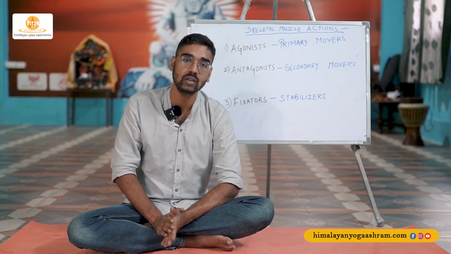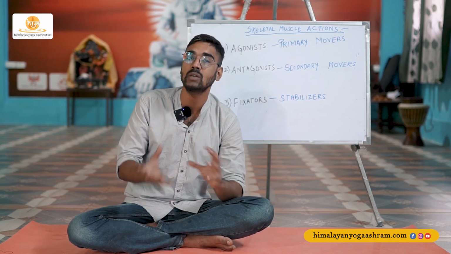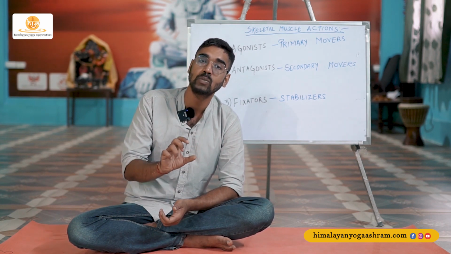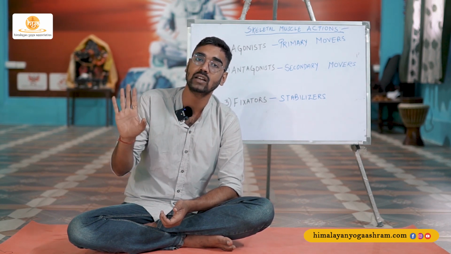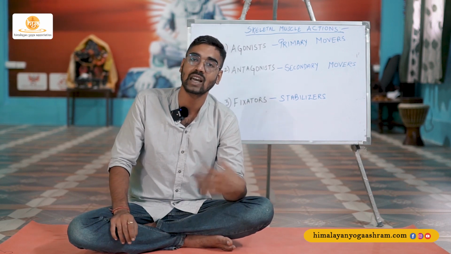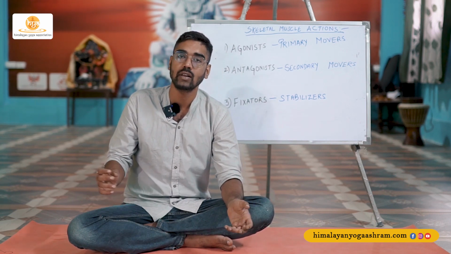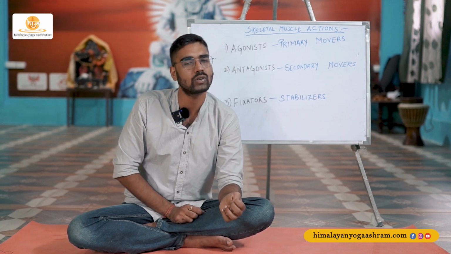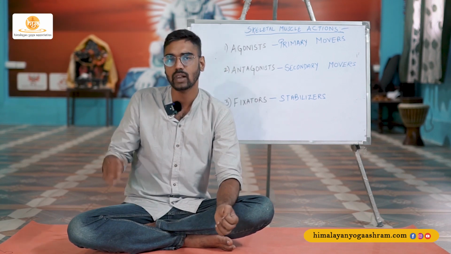What I'm trying to say is, every bone is surrounded by different sets of muscles. In that case, while one muscle is working as an agonist, the other is working as an antagonist. Let's try and understand. I'll try to give you some other examples of how it works.